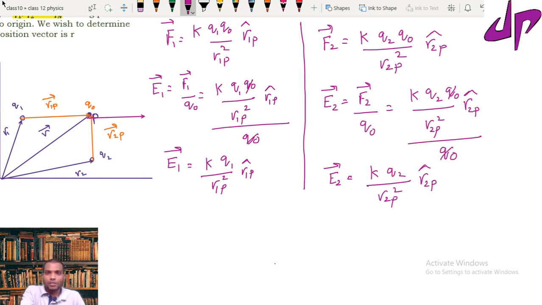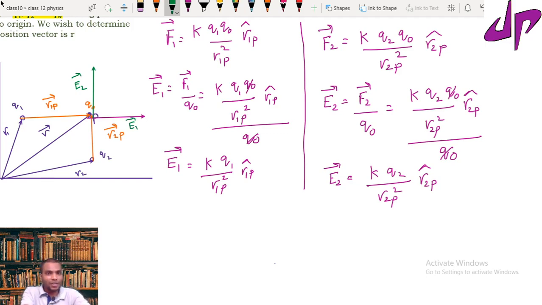Now here, where is the unit vector direction? The unit vector direction is along R2P cap. It means this is along in this direction. The electric field vector along Q2P is along in this direction. So this is the electric field E2 bar, and this is the electric field E1 bar.